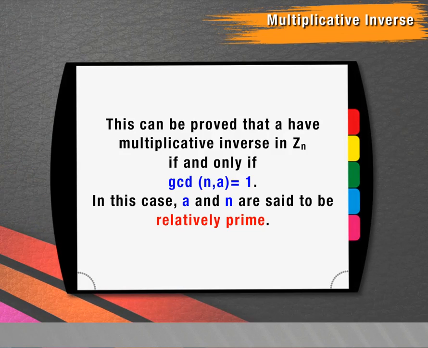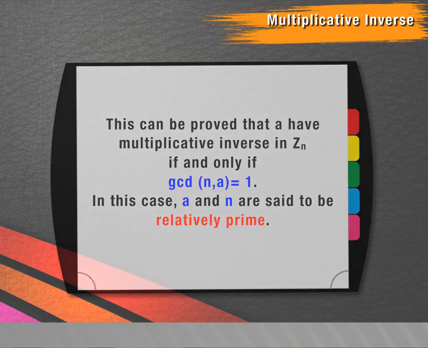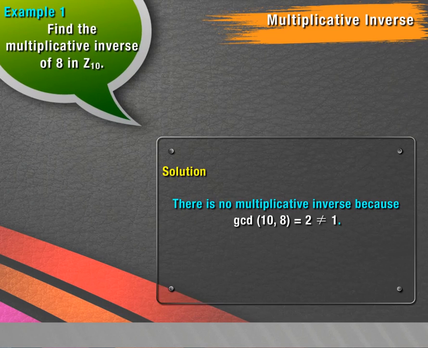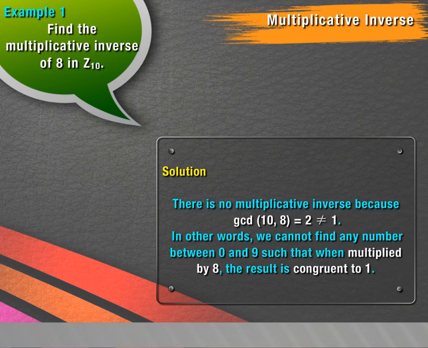This can be proved: a has a multiplicative inverse in Zn if and only if GCD of n, a is equal to 1. In this case, a and n are said to be relatively prime. Example 1. Find the multiplicative inverse of 8 in Z10. Solution. There is no multiplicative inverse because GCD of 10, 8 is equal to 2, not equal to 1. In other words, we cannot find any number between 0 and 9 such that when multiplied by 8, the result is congruent to 1.